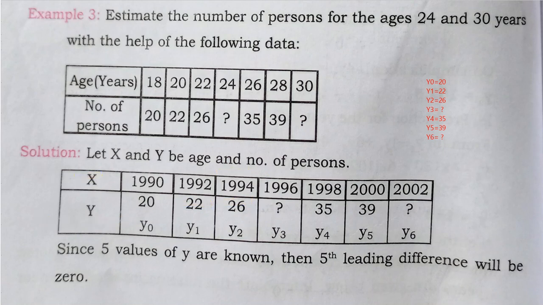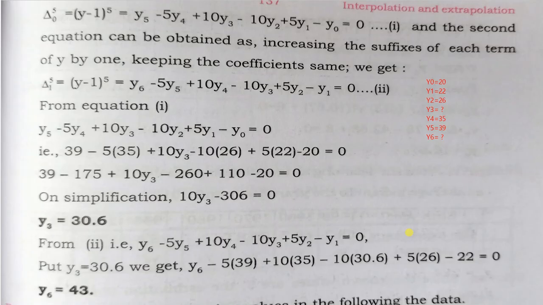Okay, next we have to find out the y6 value. Here the y6 is from equation 2. What is the equation? It is y6 minus 5y5 plus 10y4 minus 10y3 plus 5y2 minus y1. Put the values in. What is the value of y6? We have to identify that.